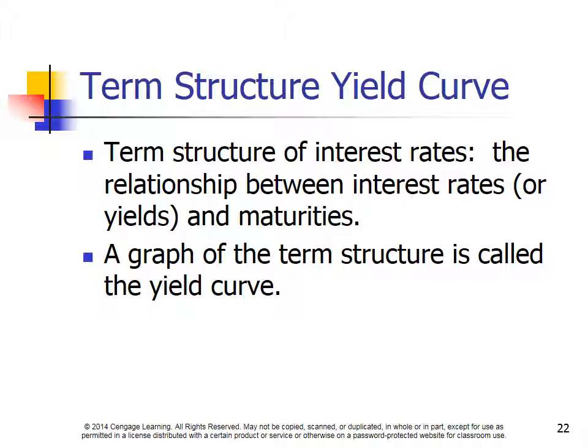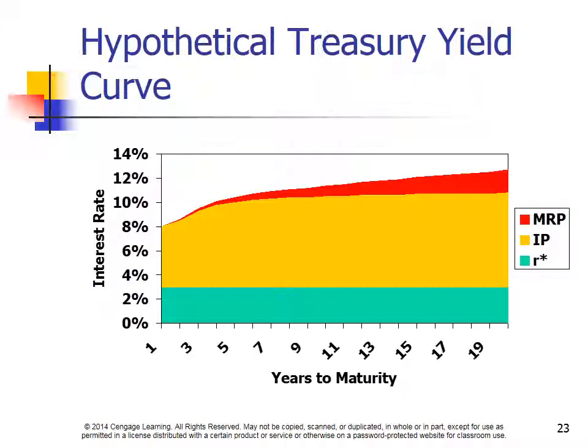So the term structure of interest rates illustrates the relationship between interest rate and maturity. A pretty common case is a concave curve: as the years to maturity go up, the interest rate is higher.